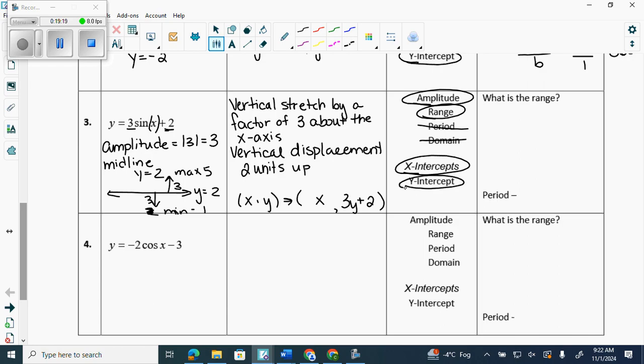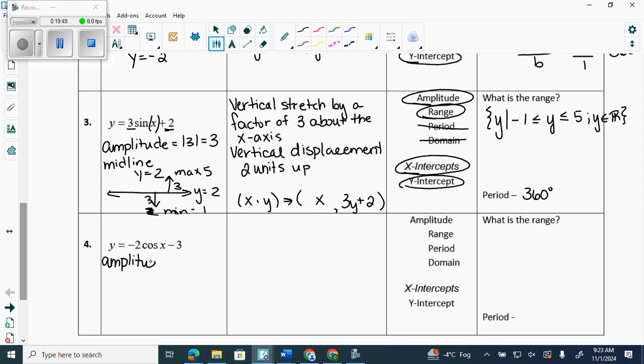Y-intercept, yes. Okay, so my range is going to be y such that -1 is less than or equal to y is less than or equal to 5. Y is now in the reals. And the period is 360 degrees. Or if I asked in radians, it would be 2 pi.